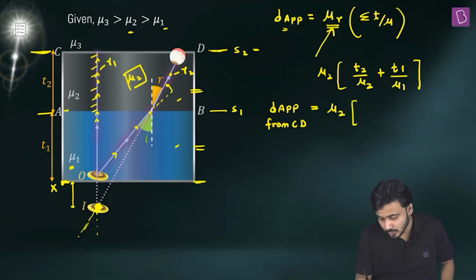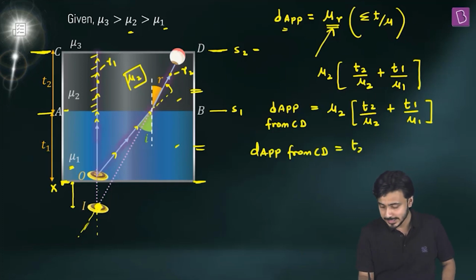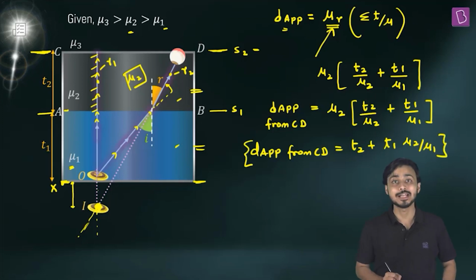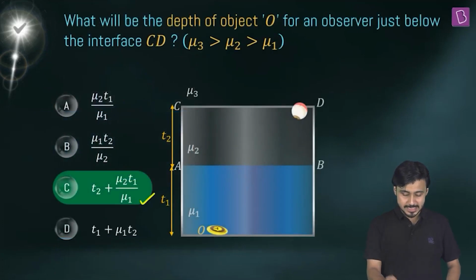Okay, so it's mu2 into T2 by mu2. Now it becomes simple, no? Plus T1 by mu1. It becomes so simple. The apparent depth of the image from CD will be equal to T2 plus T1 times mu2 by mu1. Correct? Am I absolutely clear? Okay, let's look into the answer. That's the correct thing we have derived, right? Let's look into the options. Option C will be the correct option in this case.